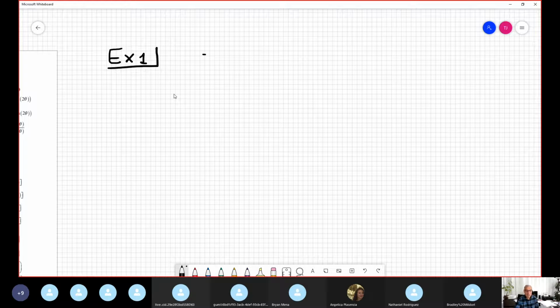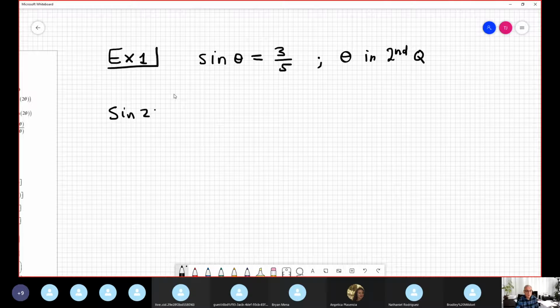Suppose example 1. Example 1 says: you have sine theta equal 3/5, and theta is in the second quadrant. That is the reason that sine is positive. Then I need to find sine 2 theta, double angle. I need to find cosine 2 theta, double angle. I need to find tangent 2 theta, double angle.